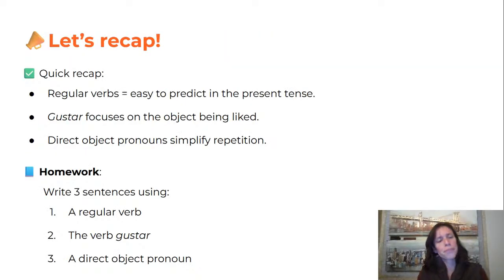Let's recap. Regular verbs are very easy to predict in the present tense, in past tense more or less, and in future tense definitely. Okay?